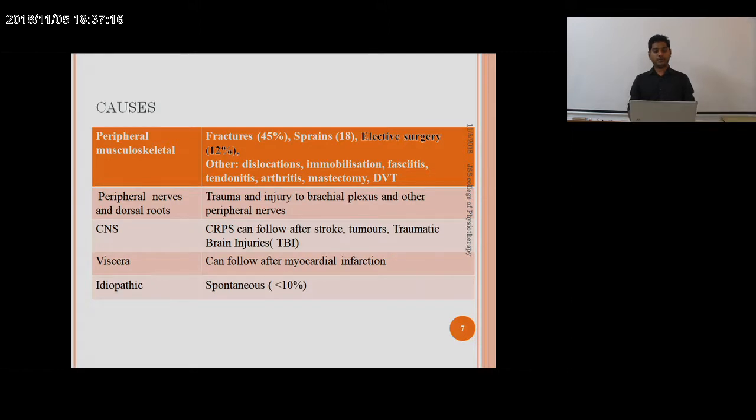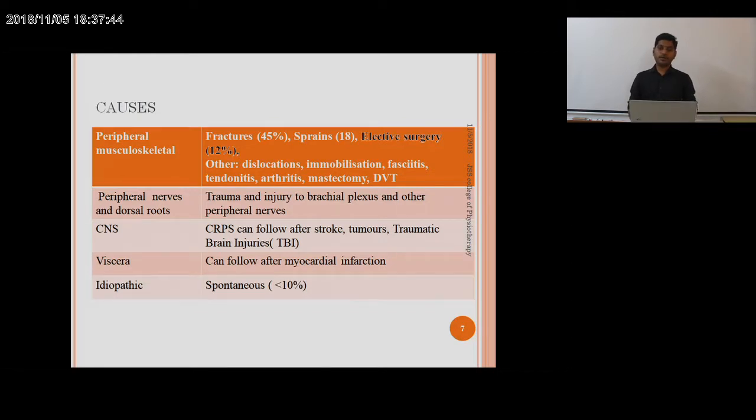From peripheral musculoskeletal causes, fractures account for 45%, sprains around 18%, and elective surgery around 12%. Of elective surgery, total knee replacement and distal radius fractures stabilized by internal fixation, particularly open reduction internal fixation, are areas where a person can end up with complex regional pain syndrome. Other peripheral musculoskeletal causes are dislocation, immobilization, fasciitis, tendinitis, arthritis, mastectomy, and DVT.